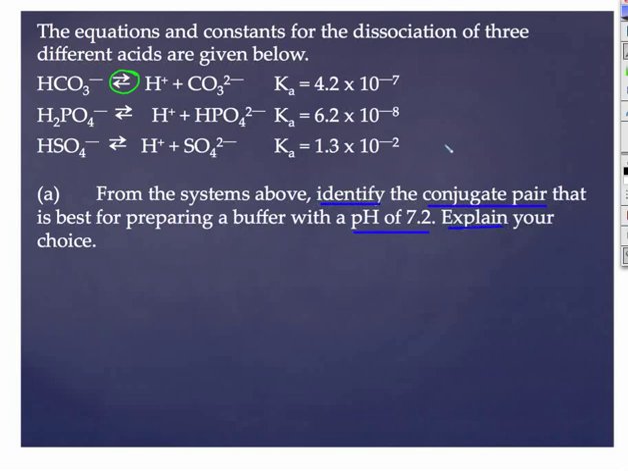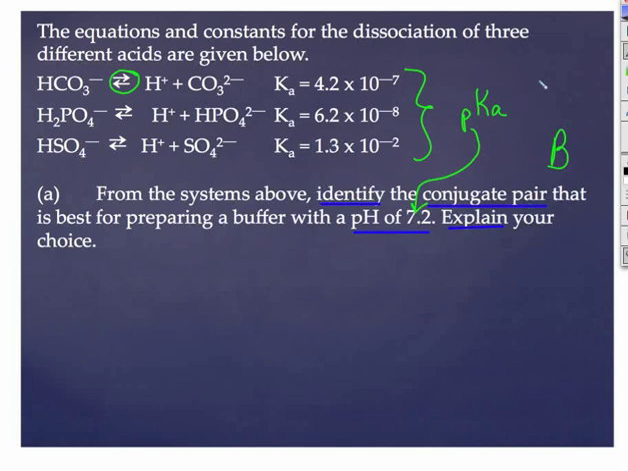Now, when picking a buffer, our goal is to have a pKa as close to the pH at which we desire to buffer as possible. We may not be able to lean dead on, but we want to get as close as possible. Now, this is in part B, a non-calculator situation, so I am going to approach this as if you cannot use a calculator. Let's take a look at the first one.